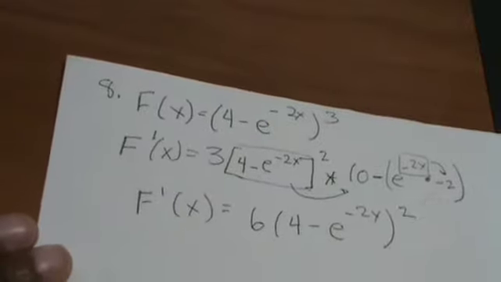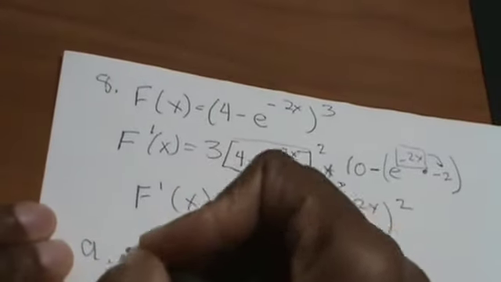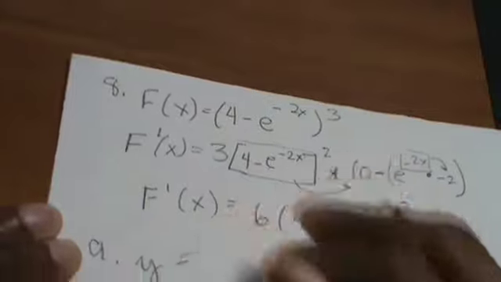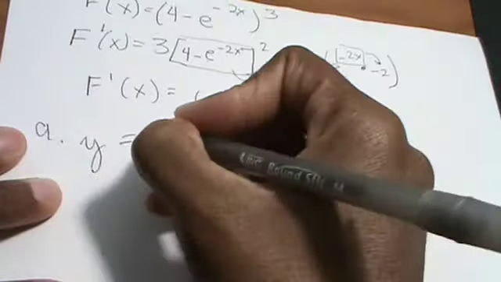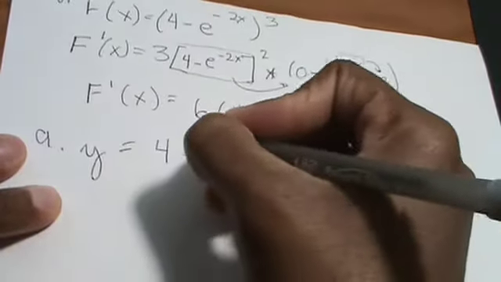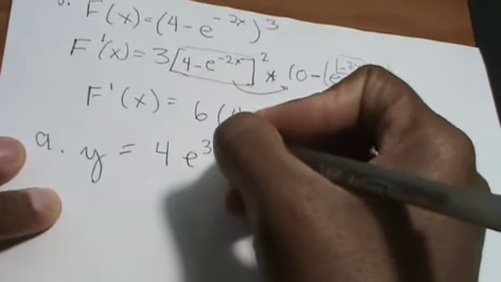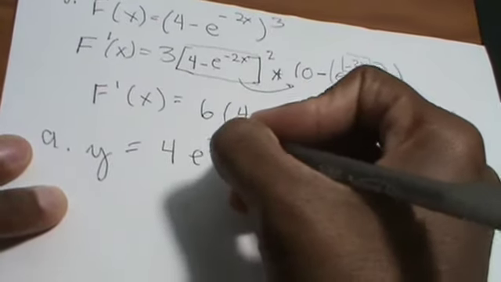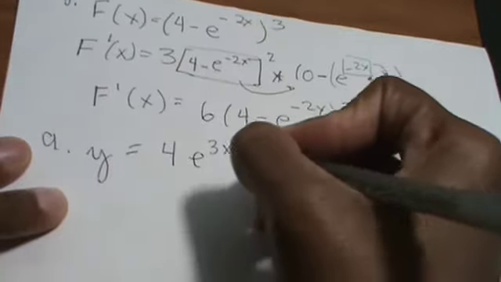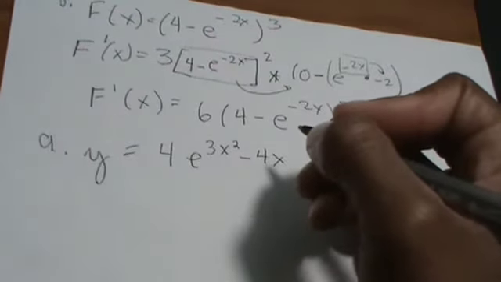For 9, we have y equals, I'll move that up for you, 4e to the 3x squared minus 4x.